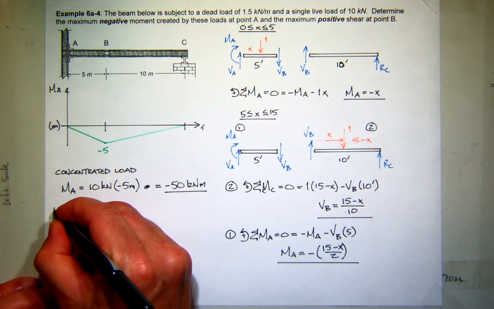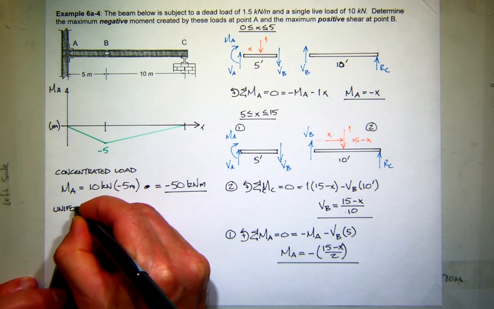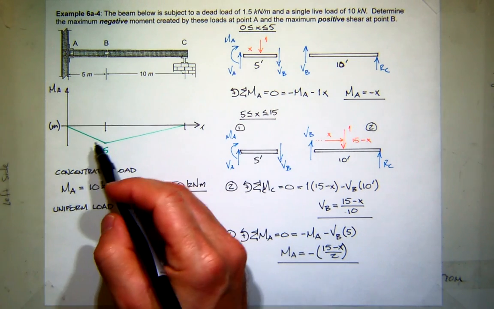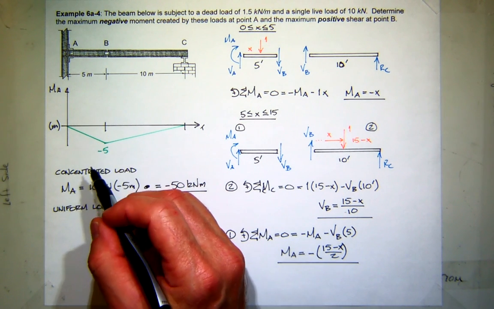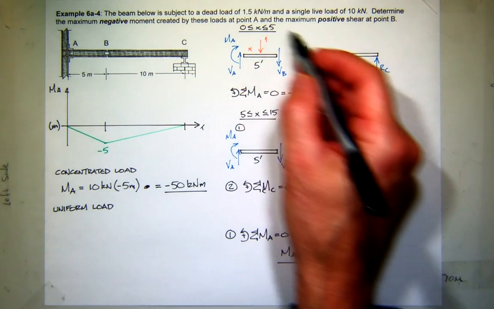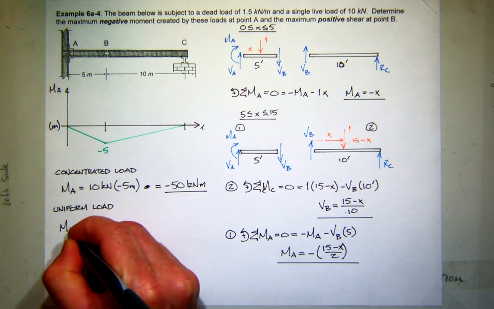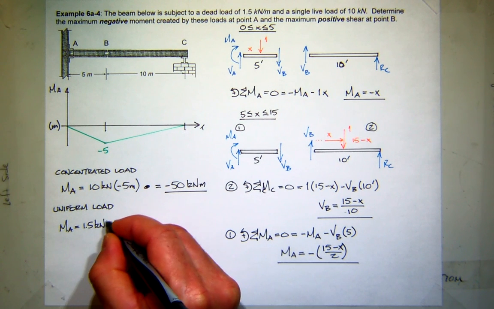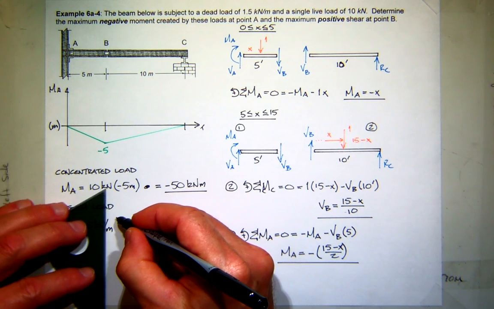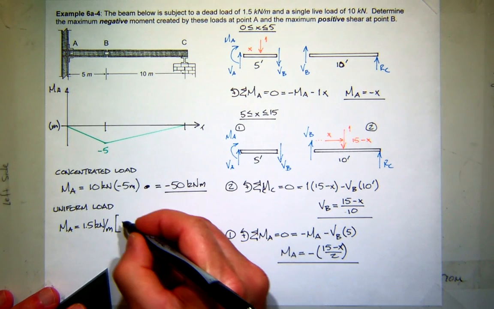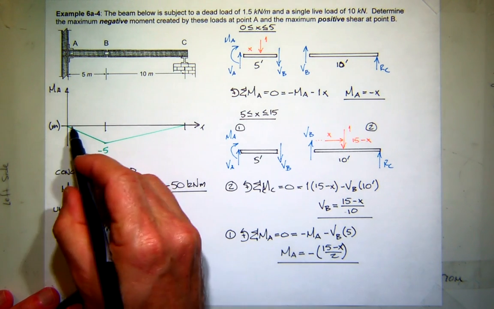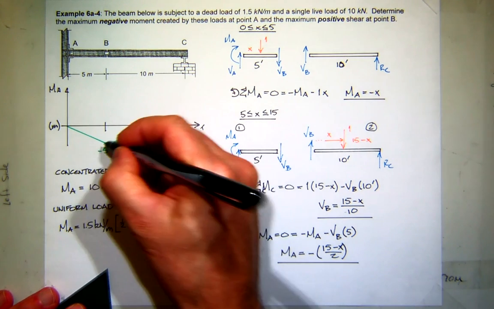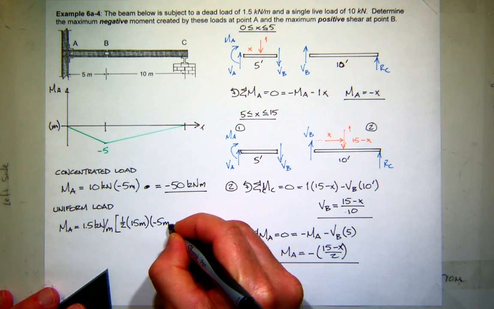Now what about the uniform load? Well, we just learned that all I have to do is take the area under the curve times the value of the load. So the value of the load in this case is 1.5 kilonewtons per meter. And then I'm going to multiply it by the area under this curve, which is a triangle. So it's 1/2 the base, which is 15 meters, times the height, which is minus 5 meters.